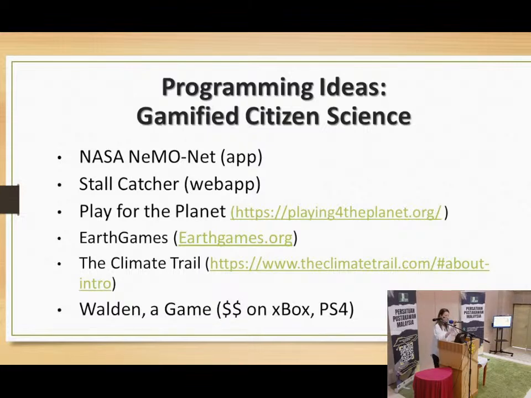The rest of them, Play for the Planet, Earth Game, the Climate Trail, and Walden. These are all actual games that have to do with teaching people about environmental education, environmental literacy. So they don't pertain to citizen science projects, but they work as a good entry point to get people interested because they're playing a game. And then they're learning about climate change, learning about climate issues along the way.